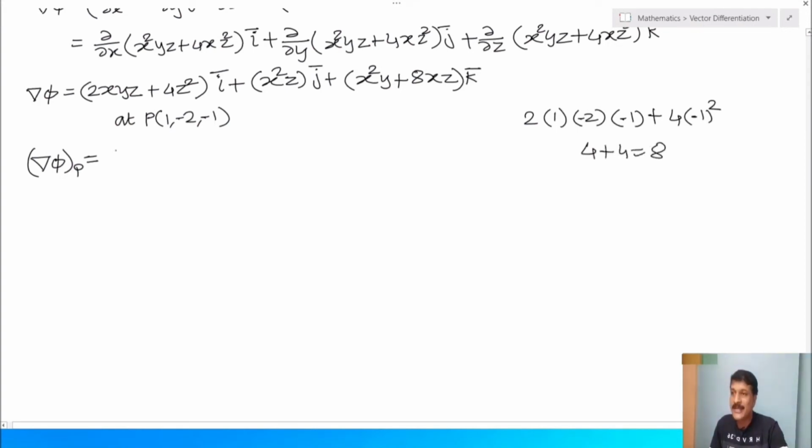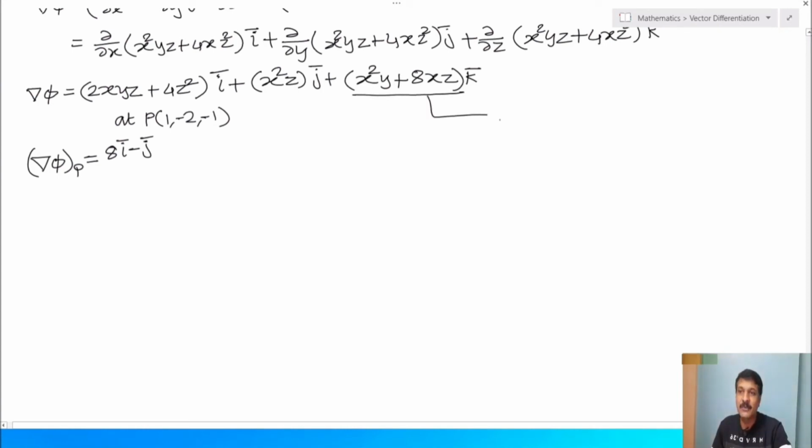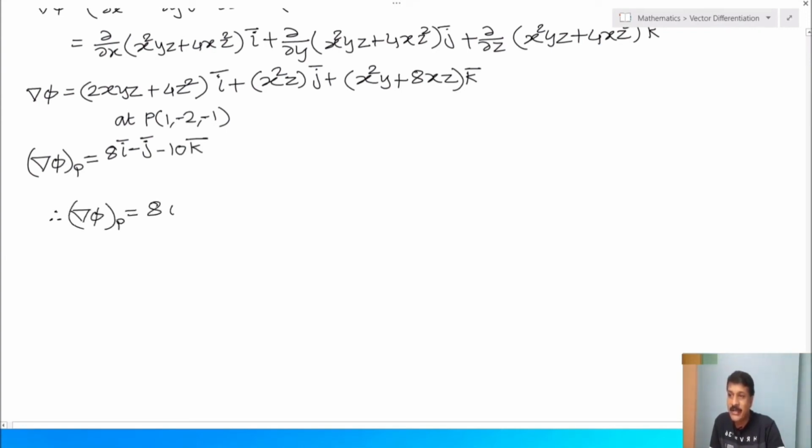So I am getting here 8i. What about this one? Here again x square means 1 square and z means minus 1. So I am getting here minus 1. And what about this? If we put x is 1, y is minus 2 plus 8xz, and that is nothing but minus 2 minus 8, it is a minus 10. So I am getting here minus 10k. So therefore we have the first part now, del phi at point P equal to 8i minus j minus 10k.